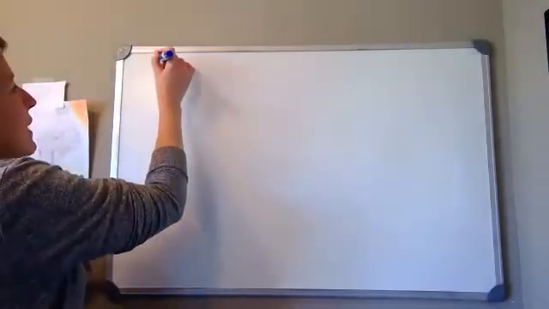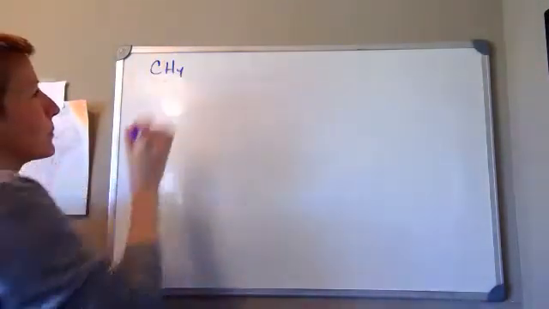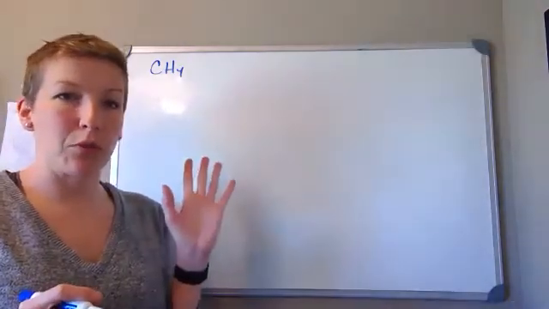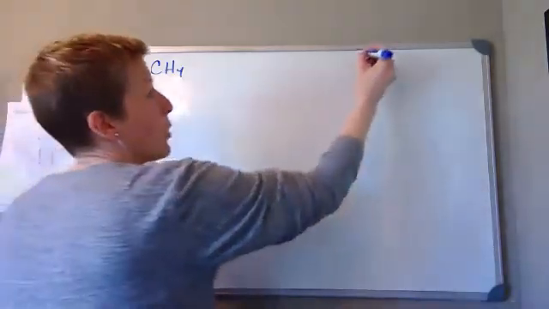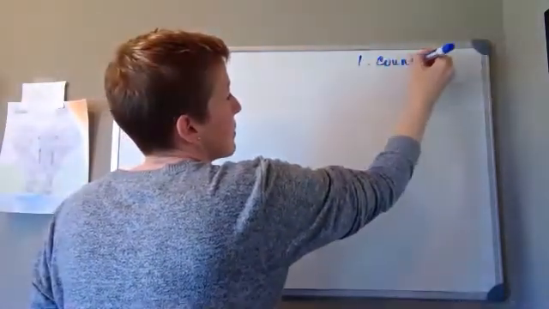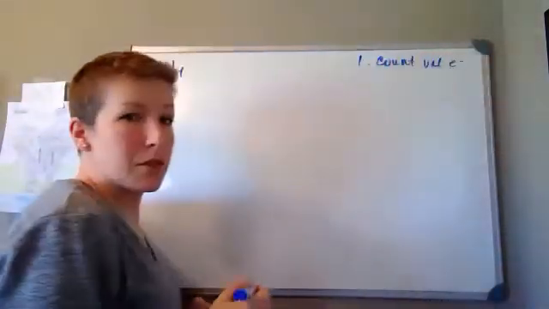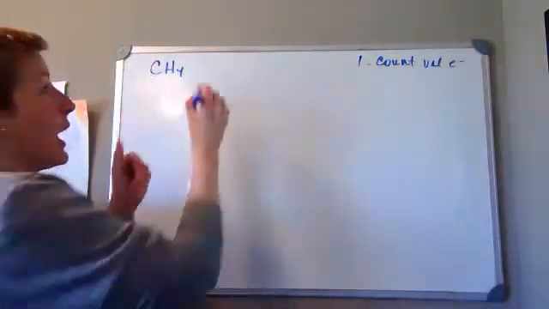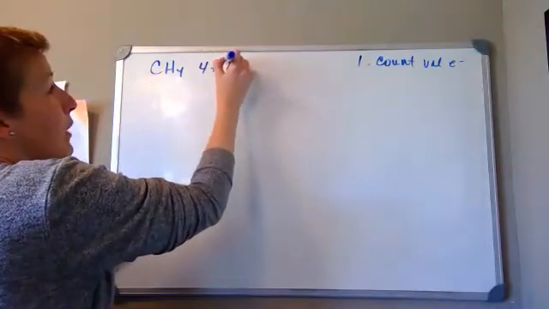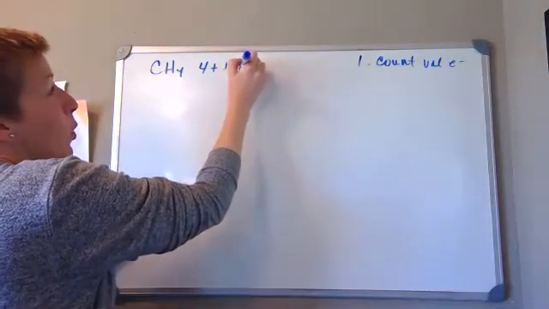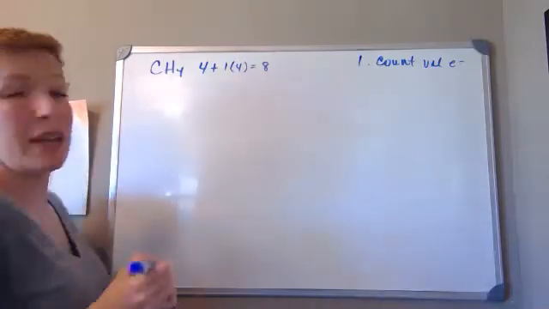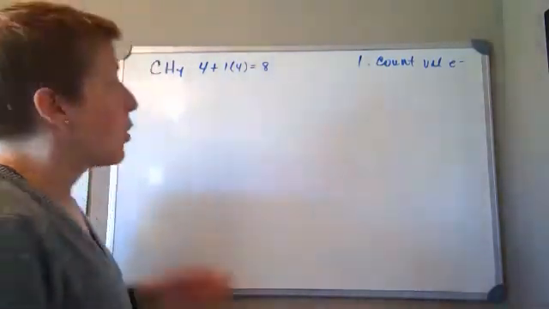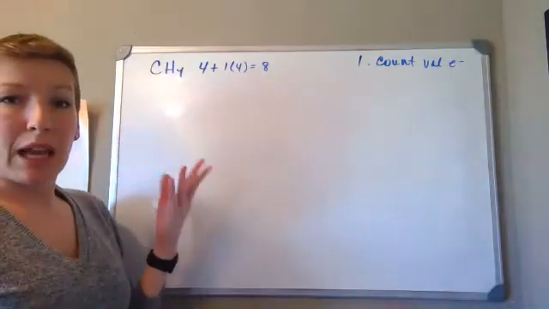So let's just do methane, CH4, okay? So let me do the rules first. We'll start with the rules. Rule number 1, I'll put it over here, is count valence electrons, okay? So how many valence electrons do we have? So we have 1 carbon, and carbon has 4, and then we have 4 hydrogen at 1 each. So we have a total of 8 valence electrons, okay? So our structure needs to have 8 valence electrons.